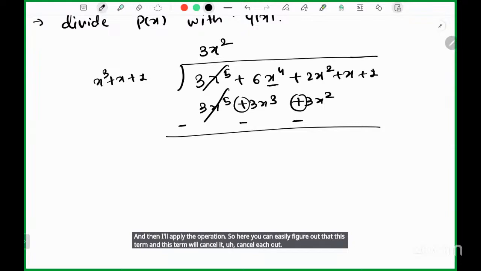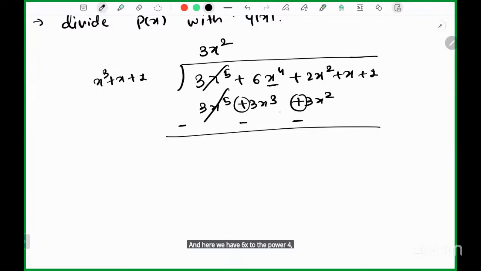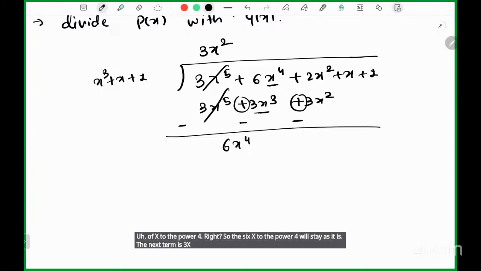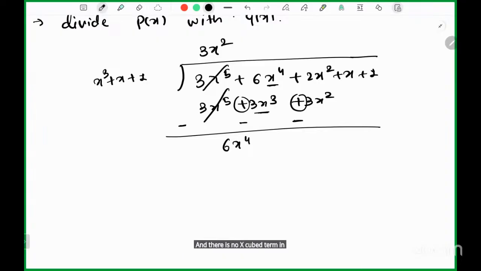And here we have 6x to the power 4. But there is no term of x to the power 4, right? So this 6x to the power 4 will stay as it is. The next term is 3x cube, and there is no x cube term in p of x, so minus 3x cube stays as it is. Why minus? Because we want to subtract, so when you subtract, you change the sign. Now here we have minus x square and plus x plus 1, right?